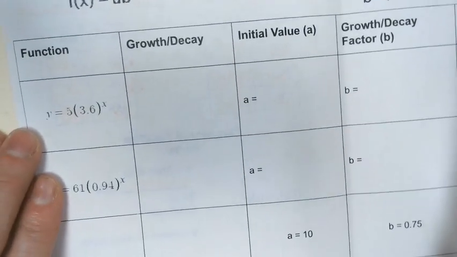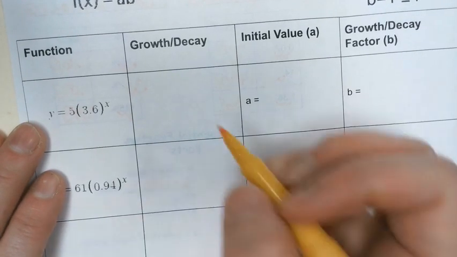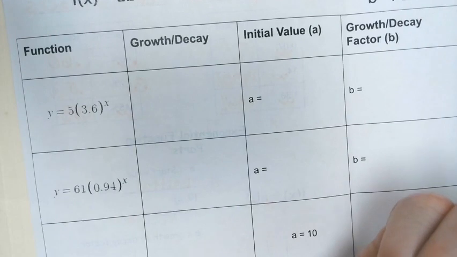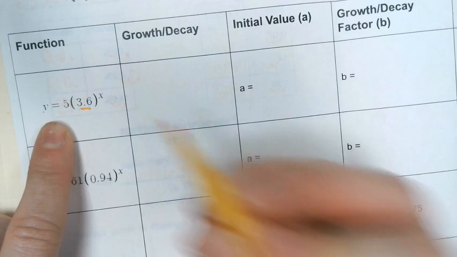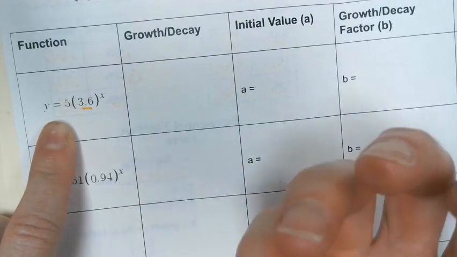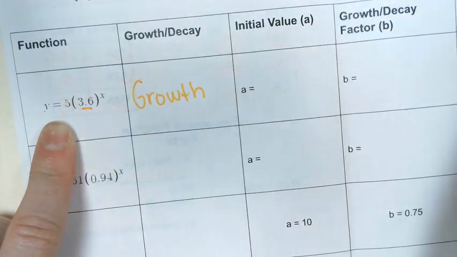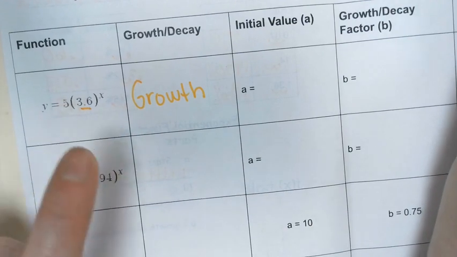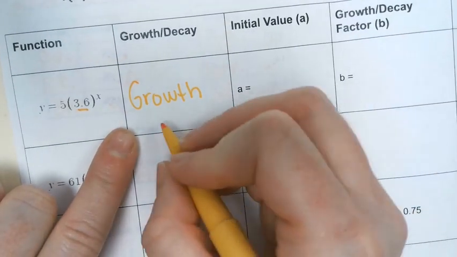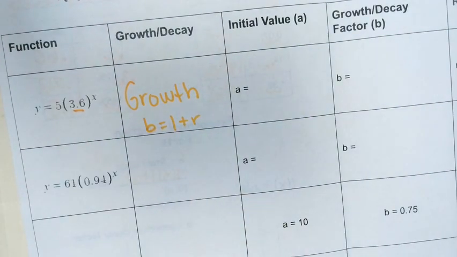All right, let's look at our first one. y equals 5 times 3.6 raised to the x. So growth or decay depends on your B. Your B is 3.6. It's greater than 1. So this is growth. So it's B equals 1 plus the rate. That's the equation we're going to use.